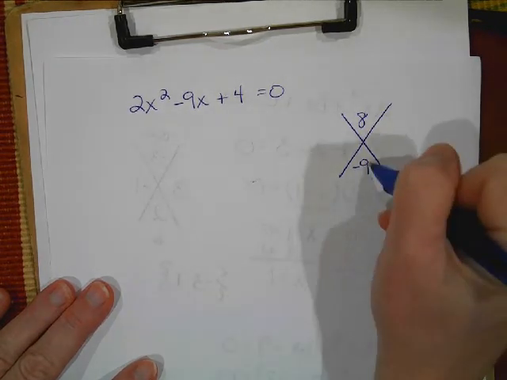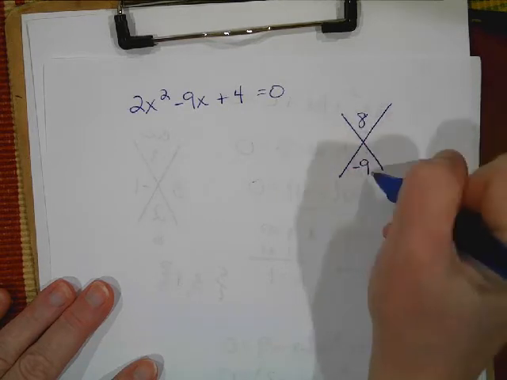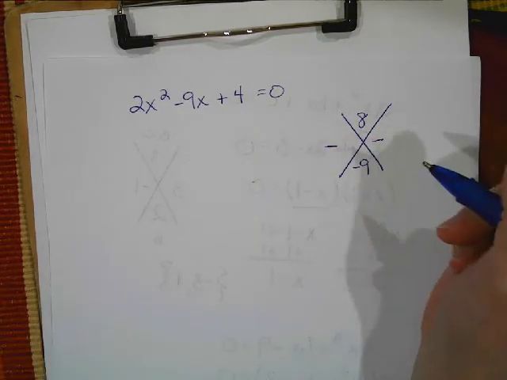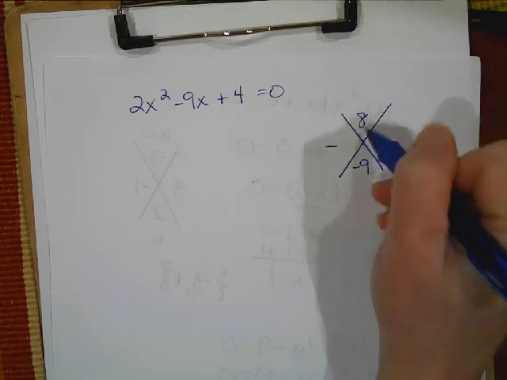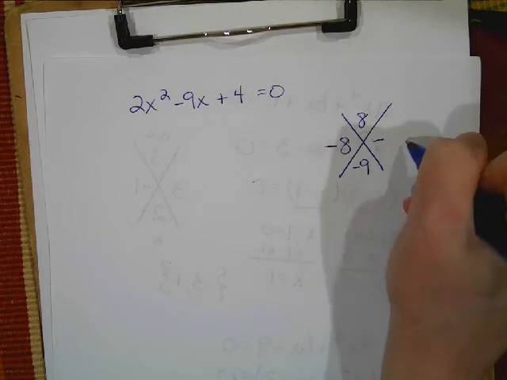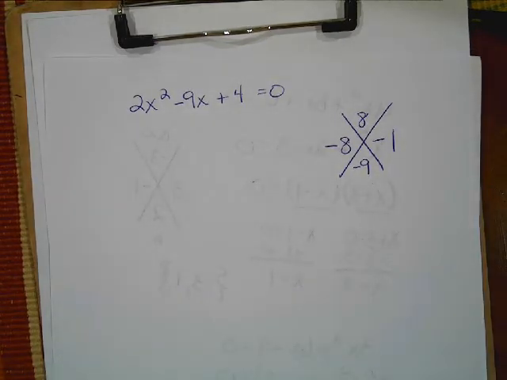negative 9 on the bottom. I have to end up positive, but I'm adding to get a negative. That means both of these values are going to be negative. And what times what gives me 8, but adds up to 9? Well, that's going to be 8 and 1. So negative 8 times negative 1. Okay.